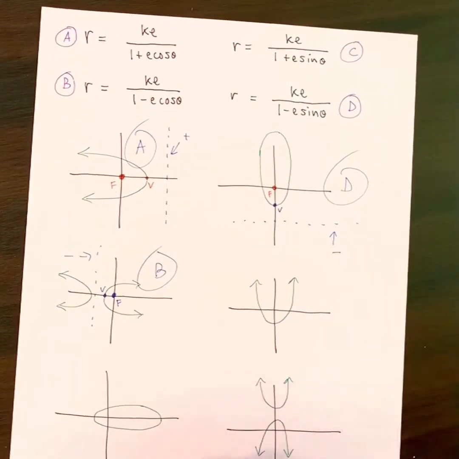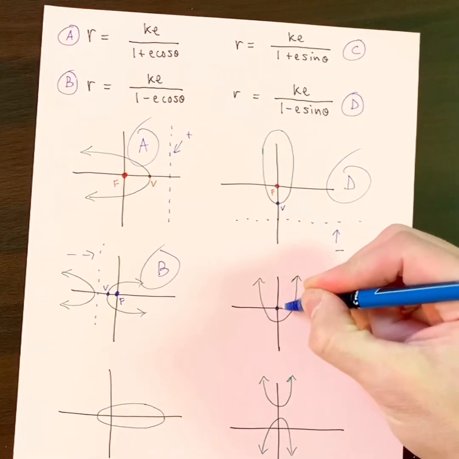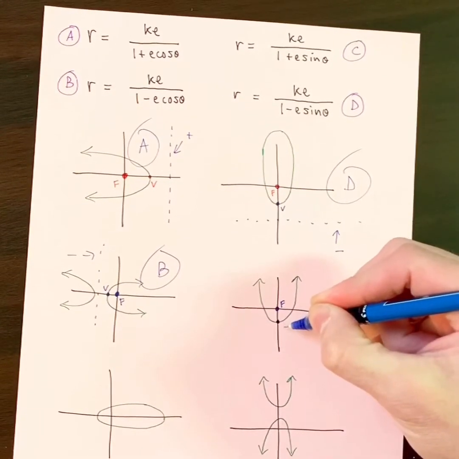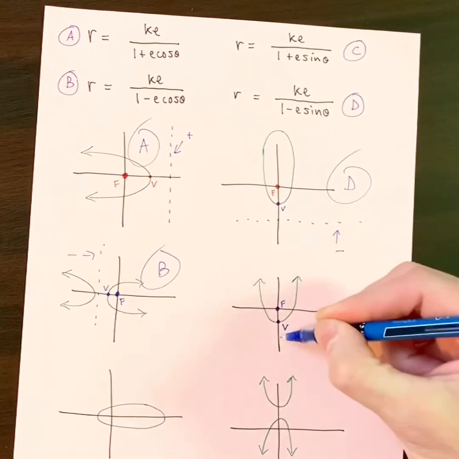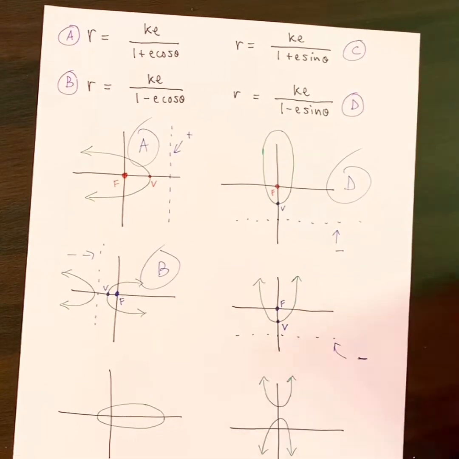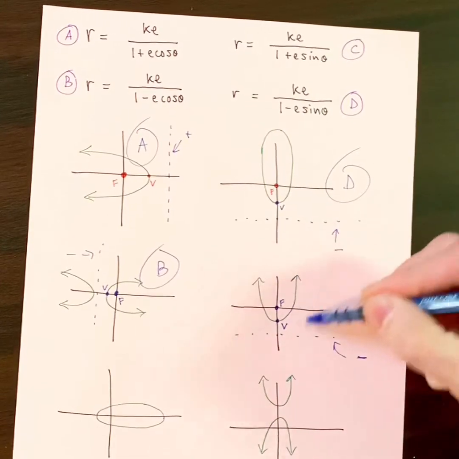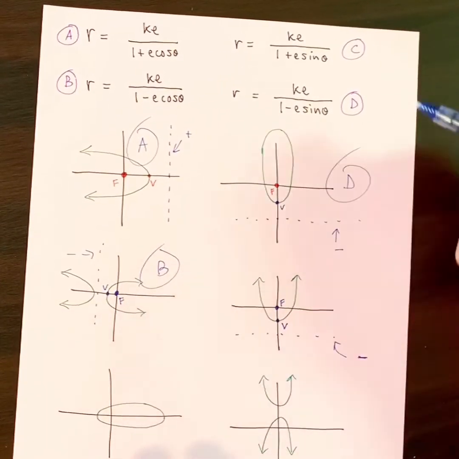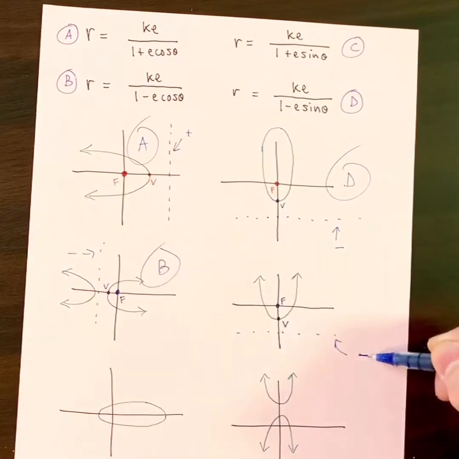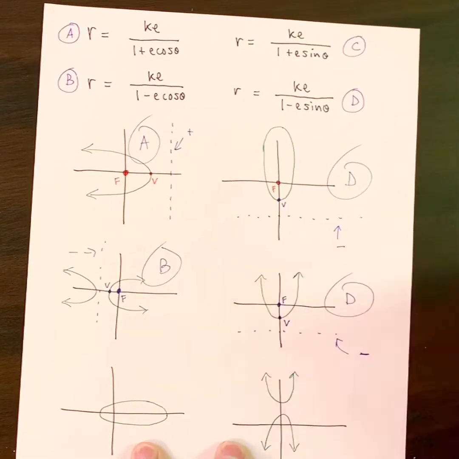Okay? This one here. Here is my focus. Here is my vertex. That implies that the directrix is somewhere here. This directrix is negative. And this parabola opens vertically, so it's going to be one of the sines, but it's going to be the one that's negative, right, because of the negative directrix. So this would be formula D.